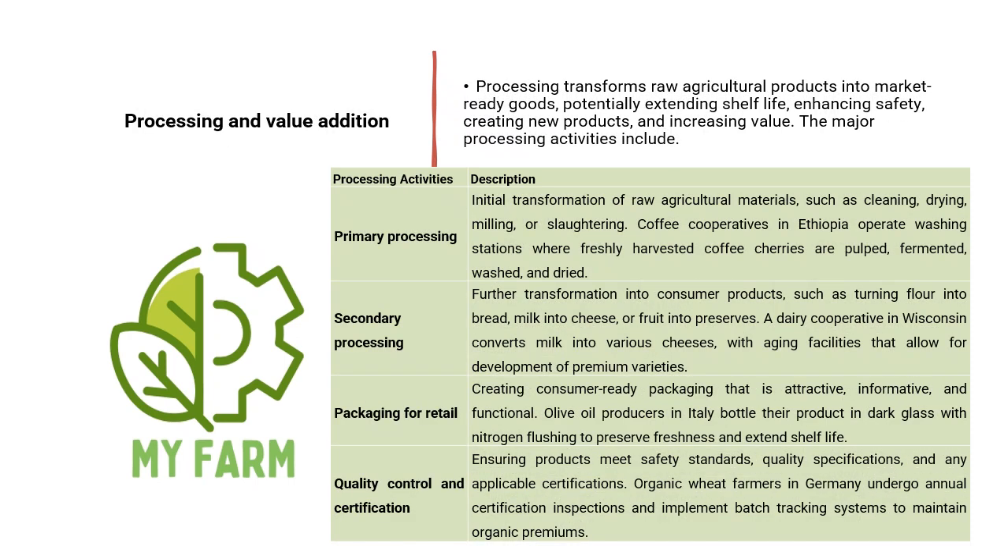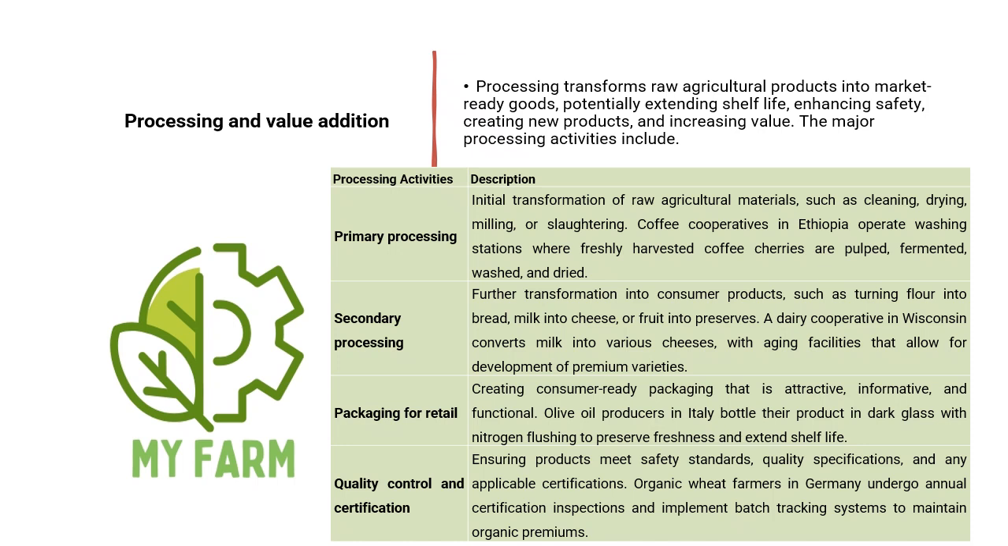Processing transforms raw agricultural products into market-ready goods, often extending shelf life, enhancing safety, creating new products, and significantly increasing value. This is where much of the economic value in agricultural systems is often captured. Primary processing involves the initial transformation of raw agricultural materials through activities such as cleaning, drying, milling, or slaughtering.